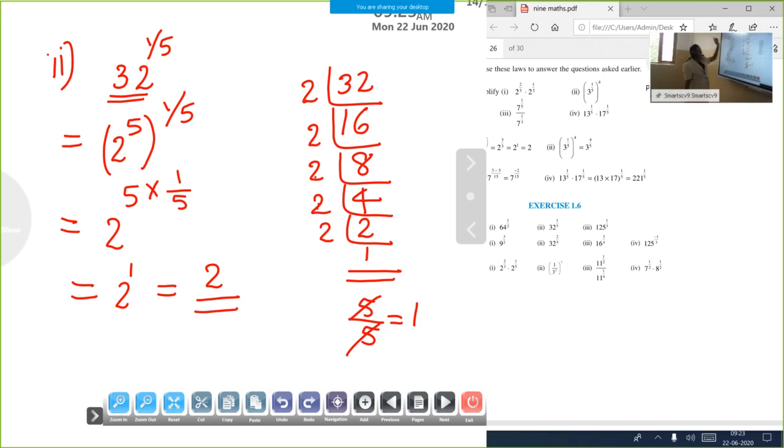32 raised to 1 by 5. Factorize 32. You get 5 2s are there. So we can write 2 raised to 5, the all raised to 1 by 5. Again, next step, using the formula a raised to m, the all raised to n is a raised to mn. Using that, we can write 2 raised to 5 into 1 by 5. What is 5 into 1 by 5? It is 5 by 5. Answer is 1. So we can write 2 raised to 1 equal to 2. Next one.